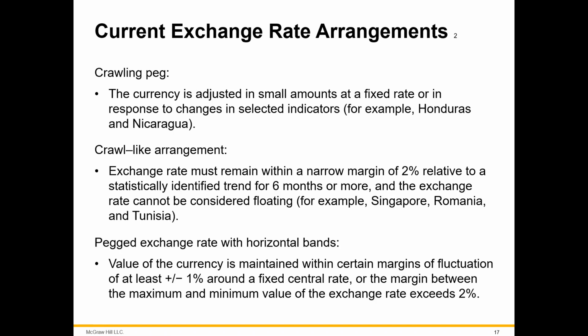So conventional peg, stabilized. A crawling peg is like a peg, but there's a planned change in the exchange rate. So I guess you can think about it in terms of inflation. Maybe you say our currency will be worth 8% less relative to the euro every year in perpetuity or something. And then the government and the central bank work to keep the value of the currency in that range. So it would drift over time, but drift in a predictable way.